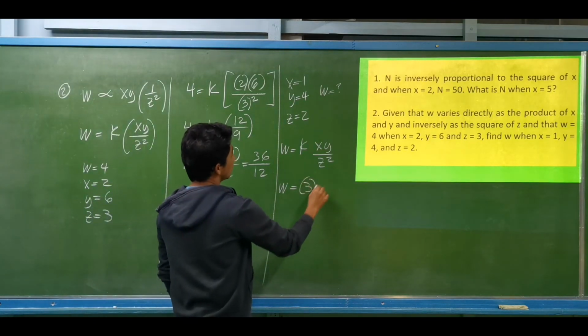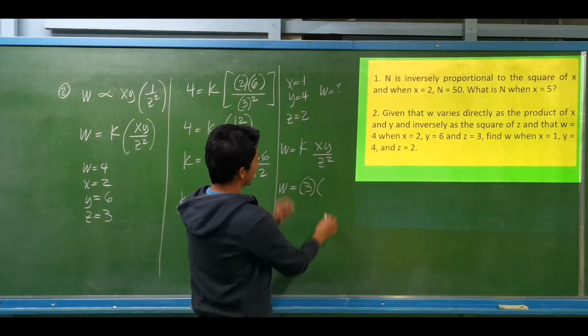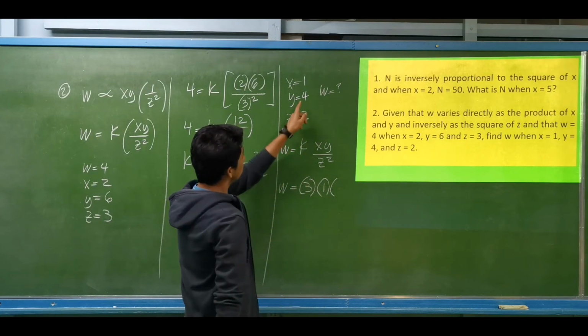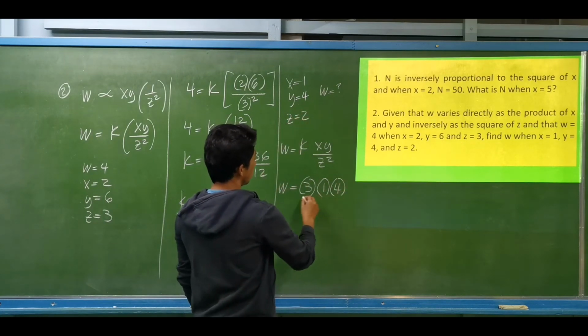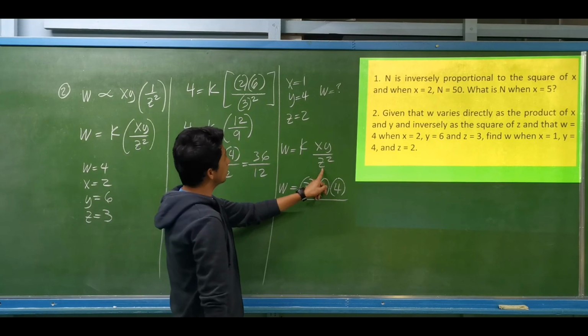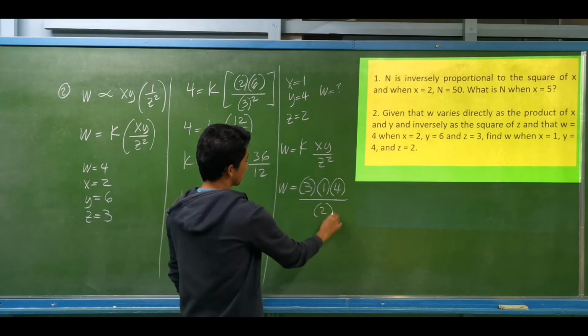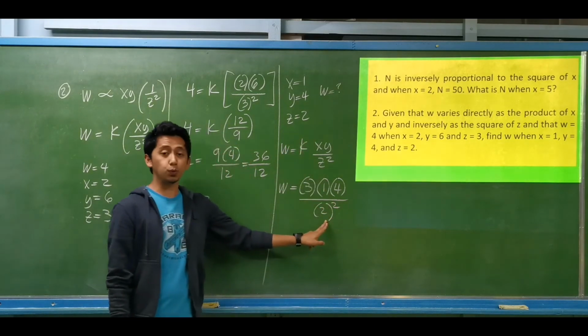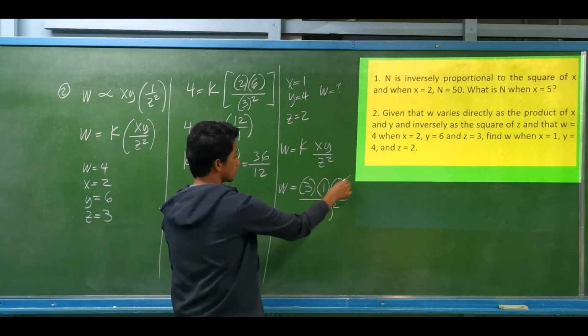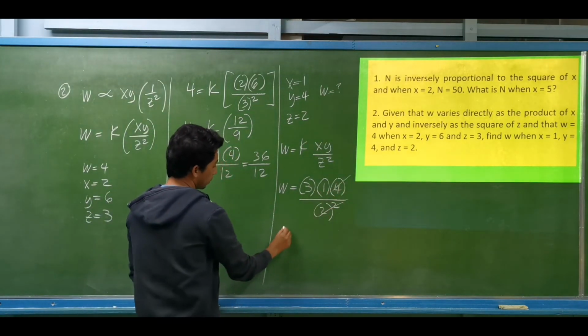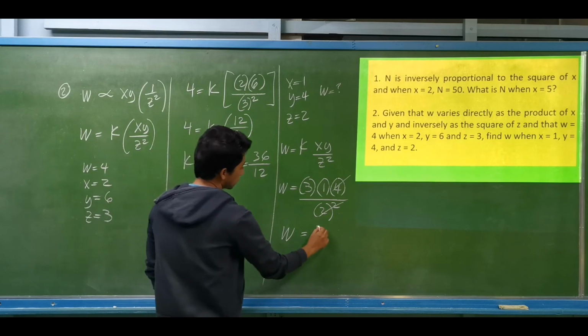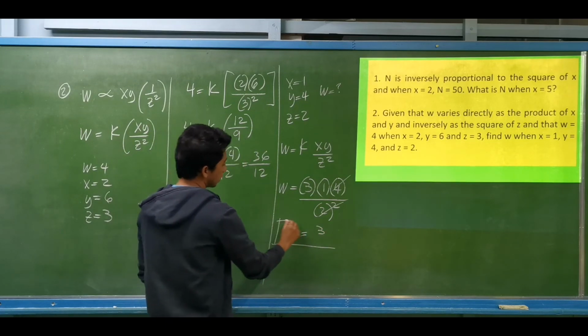This is 3 multiplied by the new value of x, that is 1. The value of y is 4, divided by the value of z, which is 2 squared. So we have 2 squared as 4. So they cancel, and 3 times 1, we have the value of w as 3. So this will be our answer.